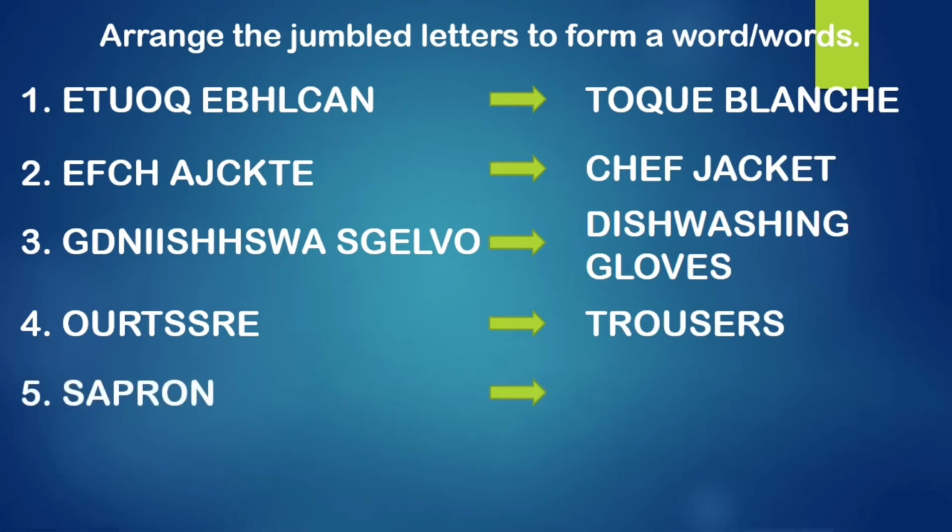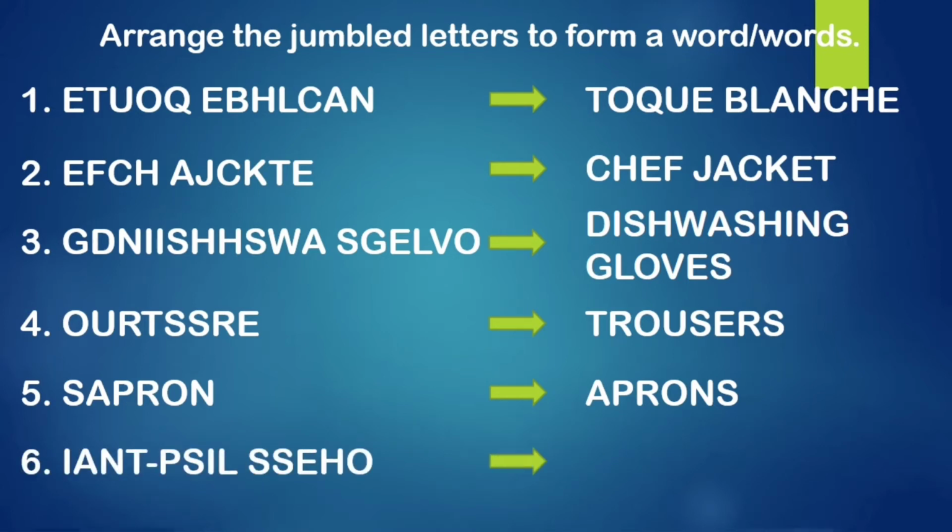Let us now proceed to number 5. How about those letters in number 5? What do you think? Okay, aprons is correct. Last but not the least, number 6. You can form anti-slip shoes. Toque blanc, chef jacket, dishwashing gloves, trousers, aprons, anti-slip shoes are the words or the parts of the PPE or personal protective equipment of a chef.